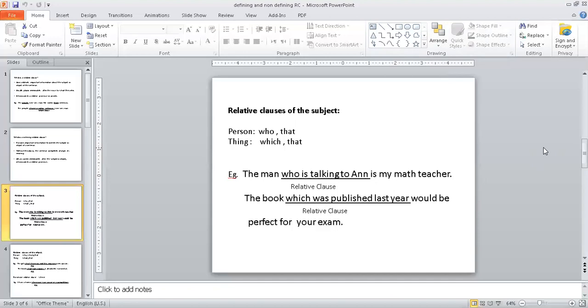يعني the man who is talking to Anne is my math teacher without commas. ما في comma قبل the relative clause ولا بعد the relative clause because the relative clause is important مثل ما قلنا. The book which was published last year ما في commas قبل which ولا بنهاية الclause بعد year لأنه this relative clause gives important information حتى أعرف the book in the sentence.